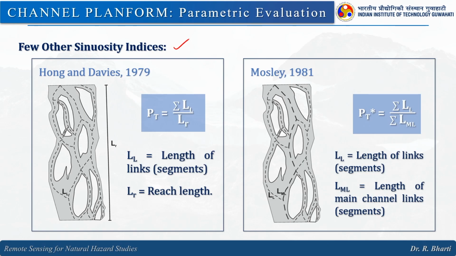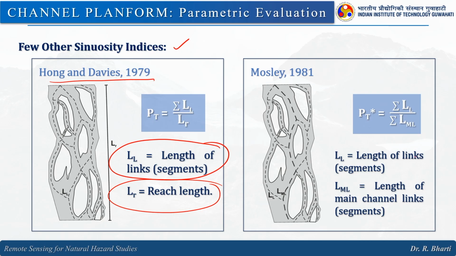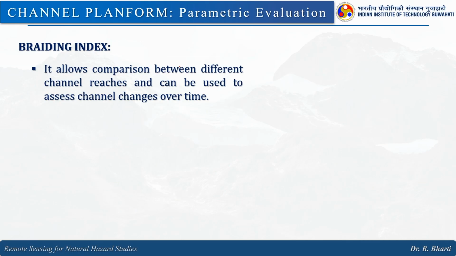Few other sinuosity indices are also available. Here, this is the one where the length of links and the reach length are used. Here, the length of links and length of main channel links are used to calculate. So, these are two different methods other than the previous one.